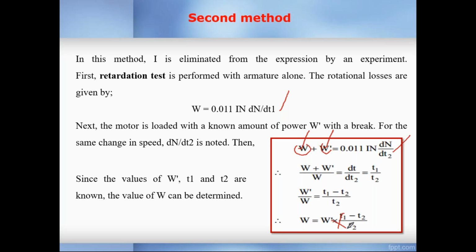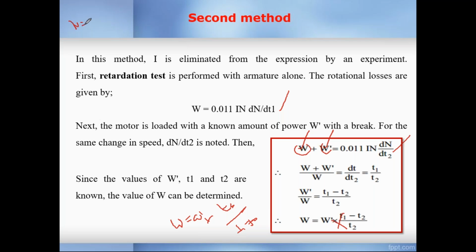So it is wrong. Its formula is W equals W dash into T2 divided by T1 minus T2. This is the second case, when we are eliminating the I value. We do not know the moment of inertia, only the losses, so this formula was given. If you know the moment of inertia, then you can use the previous formula. So now we have three formulas in total.